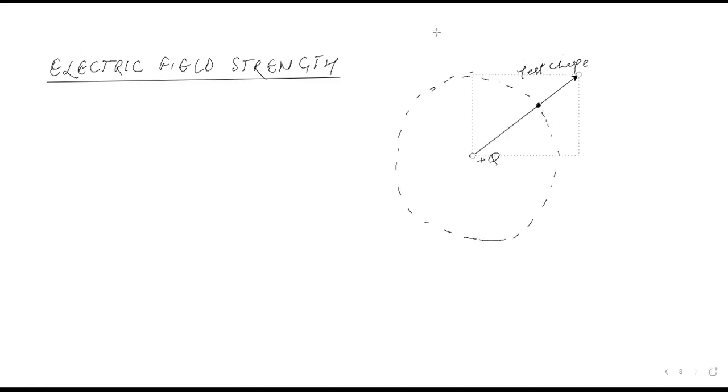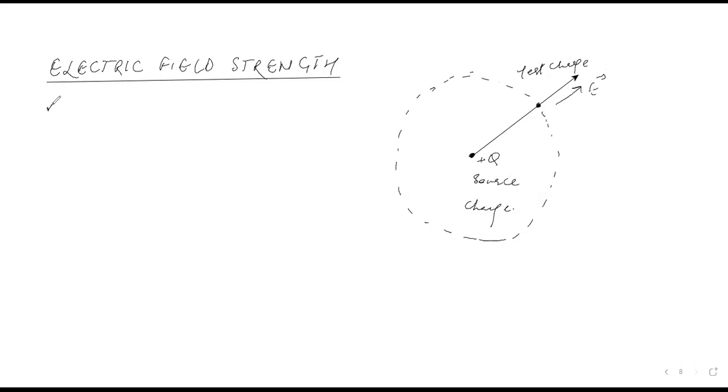And now, in what magnitude? Are you clear? Or we can say, with what amount of force is this positive charge, I mean this source charge, repelling the test charge? That magnitude is said to be the strength of the electric field. Are you clear? The direction is always in this direction. This is your source charge.